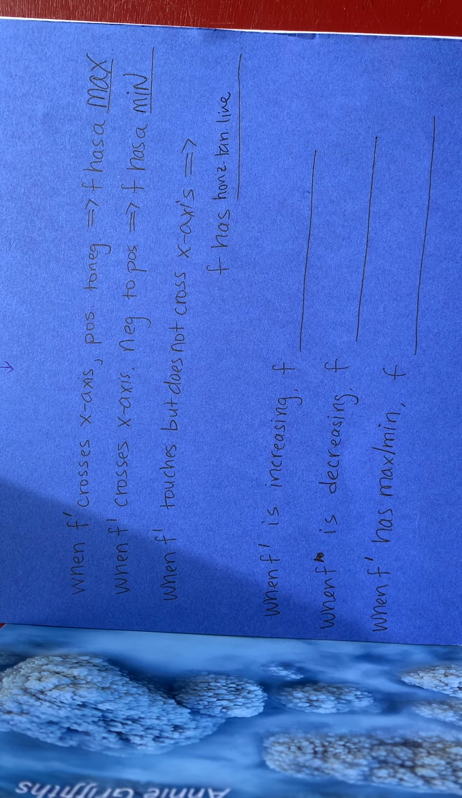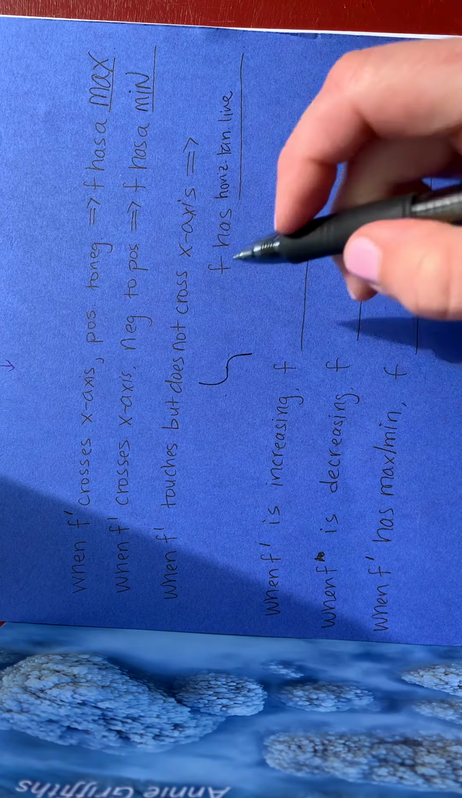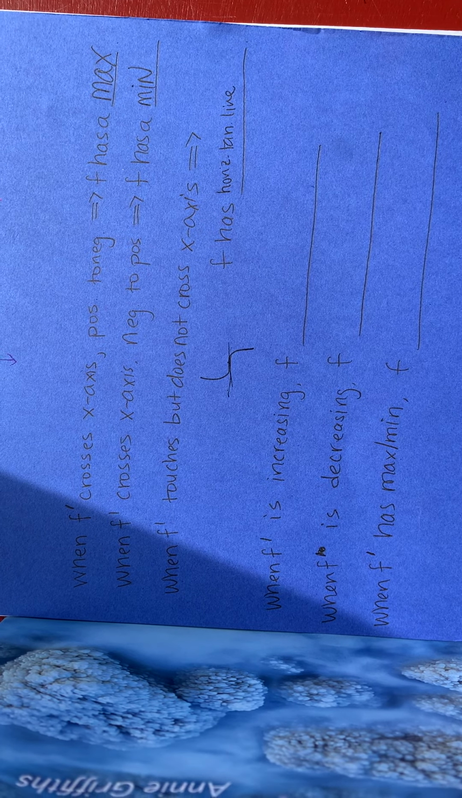It would just be a flat spot, a spot where maybe we have a point of inflection or something like that, but we have a horizontal tangent line that's not a max or a min. Okay, that's the easy part.